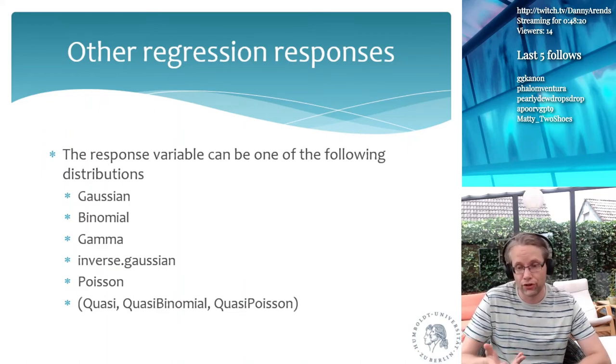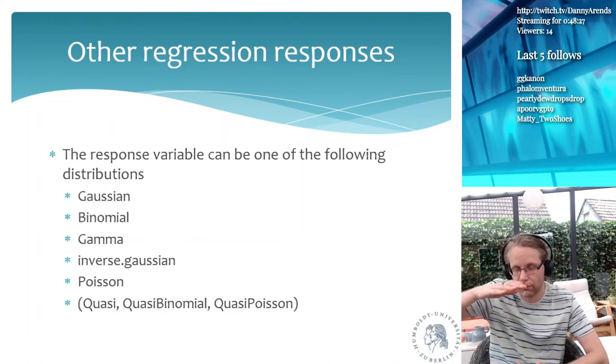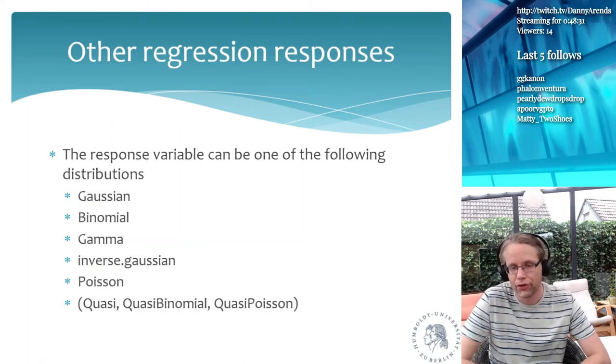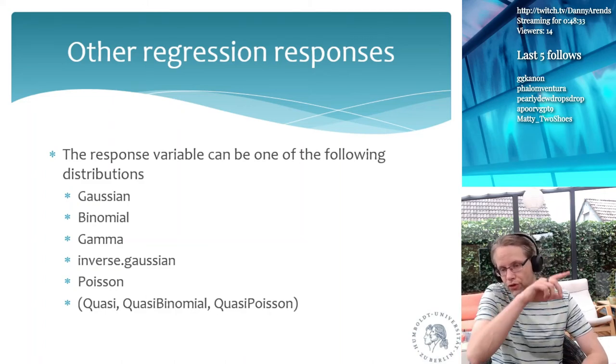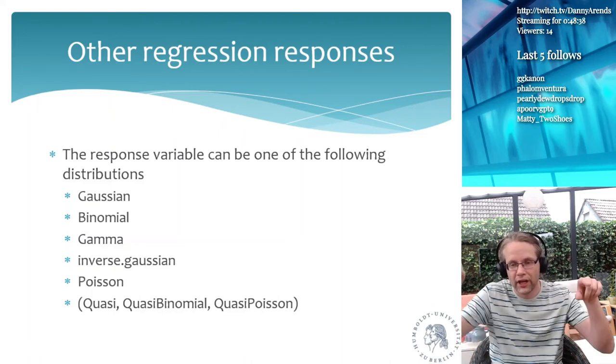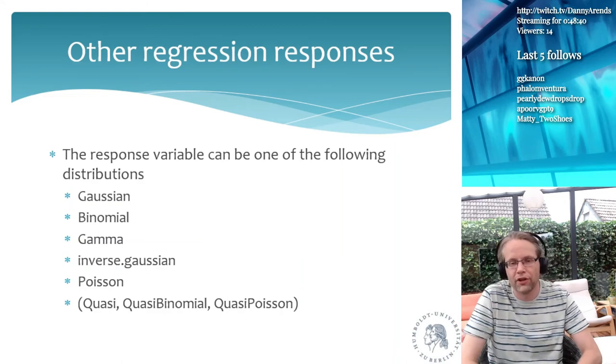Gamma distributions, which are similar to a normal distribution, but slightly different, so slightly compressed or slightly extended. We have inverse Gaussian distributions, which is, of course, not a normal distribution, but the other way around. So where most of the values are to the sides, and there's kind of this U shape in the middle of the distribution.